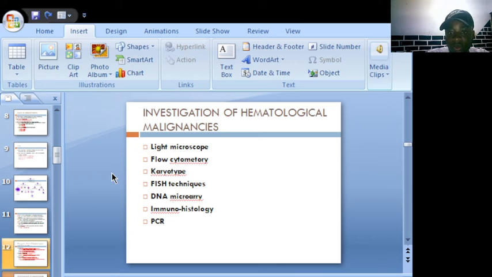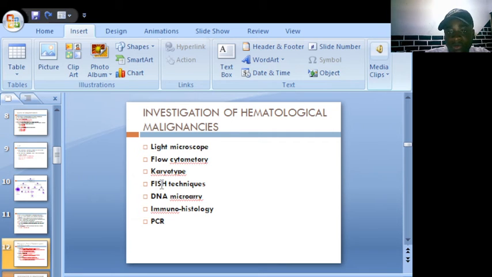So in the lab, these are some of the things that we can use to investigate hematological malignancy. The light microscope, which is very common in developing countries like Ghana, we focus much on the light microscope. Flow cytometry, this is very important when it comes to the diagnosis of hematological malignancies. But this is very expensive. Not all labs have it, but when you go to some countries, they have it. Karyotyping, very important. I'll talk about these things in the diagnosis of hematological malignancy.